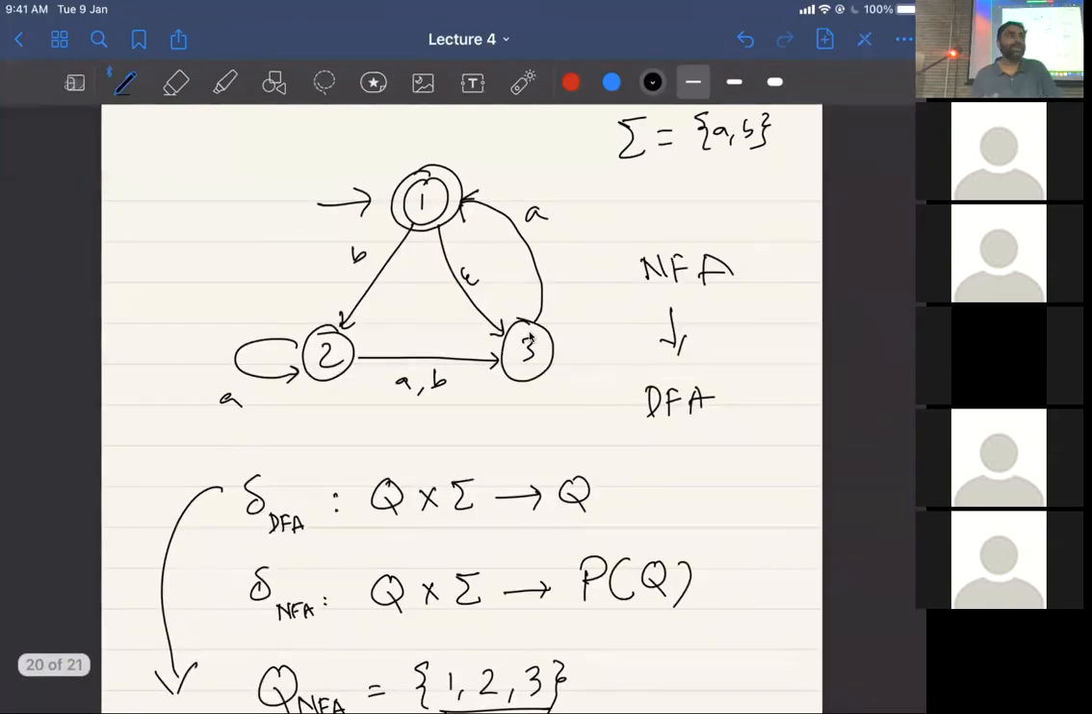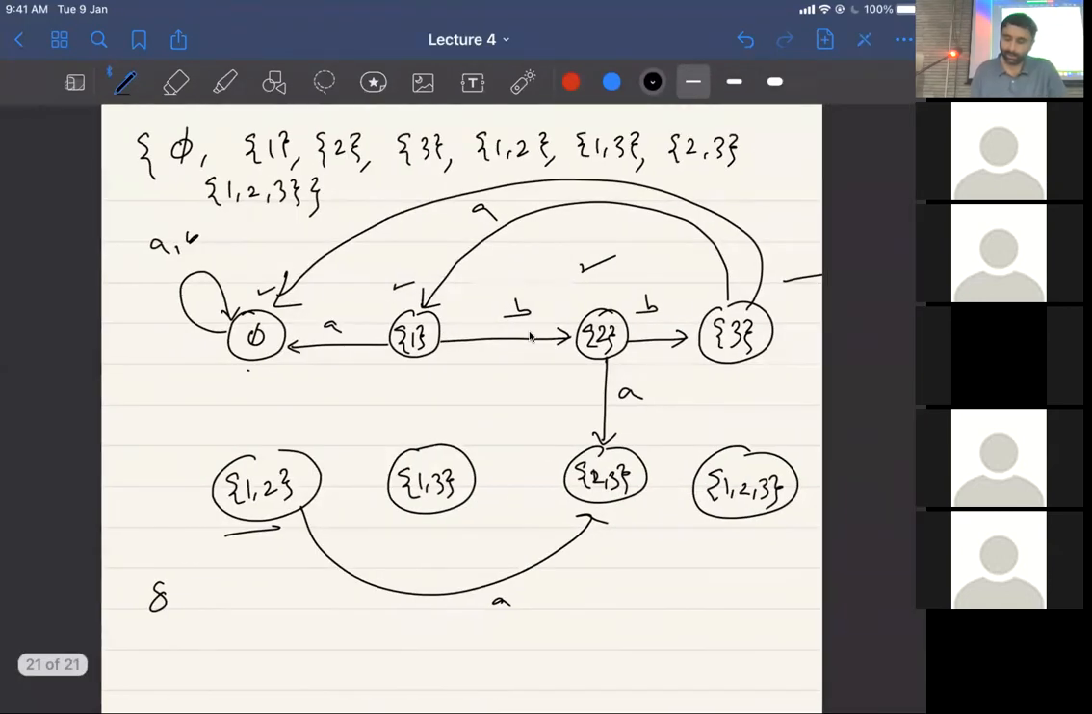What happens when the machine is in 1 and it reads B? It goes to 2. When the machine is in state 2 and reads B, where does it go? 3. So what is the union of 2 and 3? 2 and 3. So it's not just A, it is also B. So we are done with this state as well.